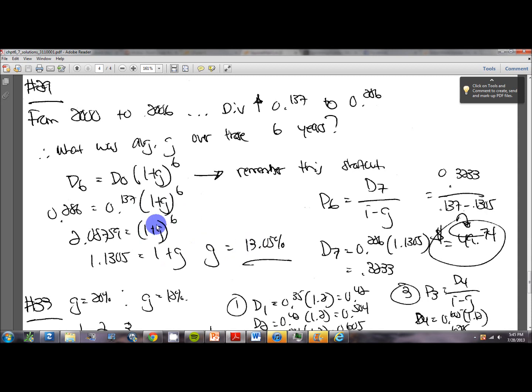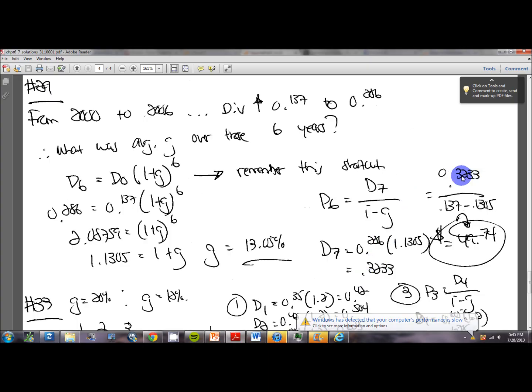To me, that's the critical part of this problem. Once you have that figured out, you can probably solve the rest. You need to find P6, and so you need D7, where D6 is this 0.286. We have that right down here. Then you multiply that by 1 plus G to get D7. So that's going to be your 0.3233.